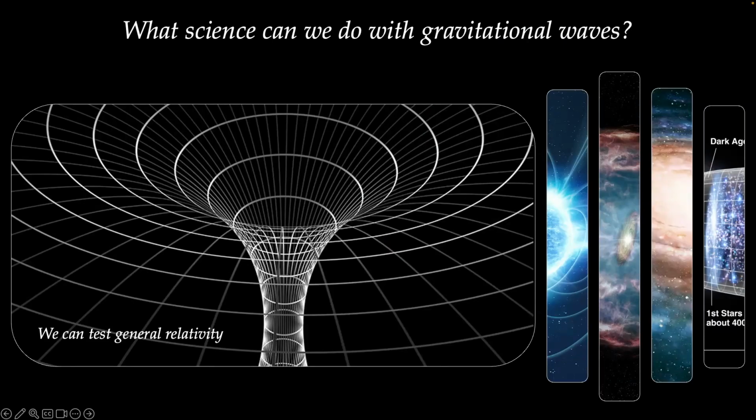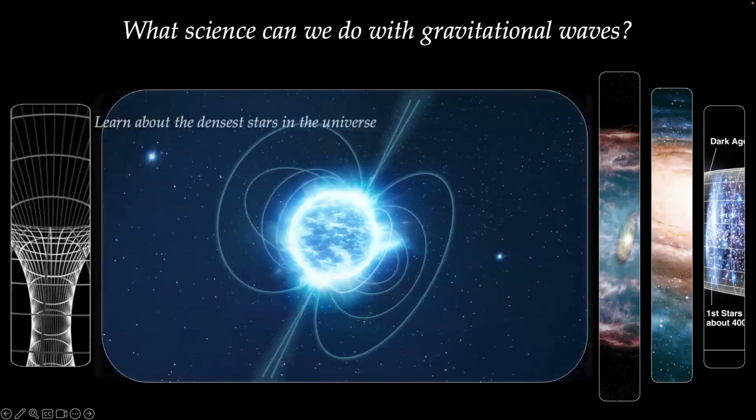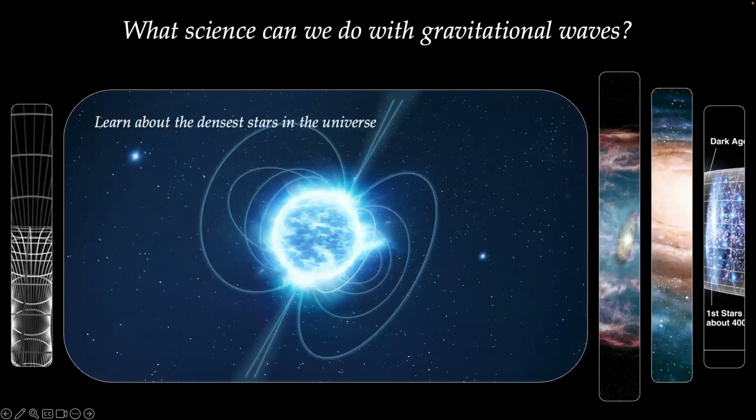Another thing we can do is learn about the densest objects, or the densest stars in the universe. These are neutron stars. If you were here for the last Astro Tours where Ayush was talking, he talked about these as well. They're really, really dense objects. If you take a small chunk of a neutron star, it would probably weigh the same as Earth. So it's really heavy.